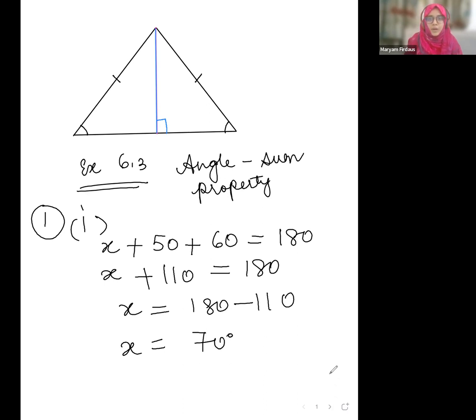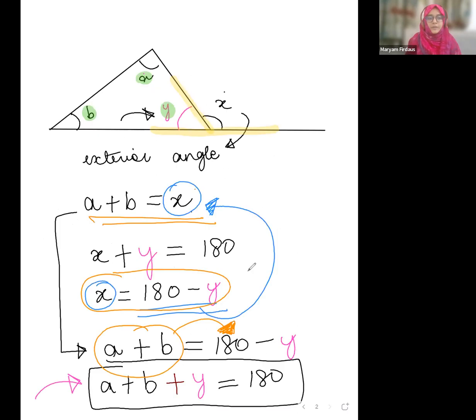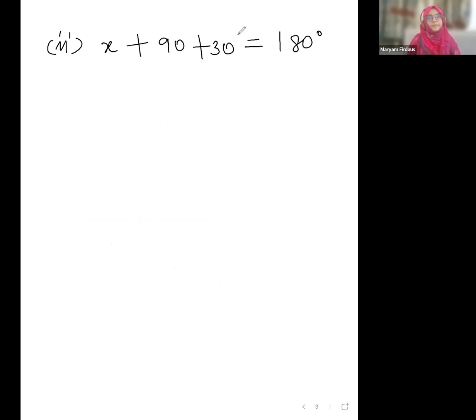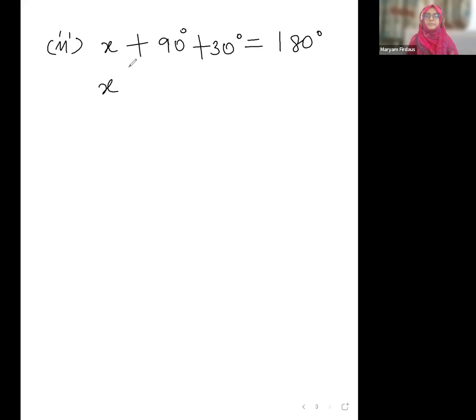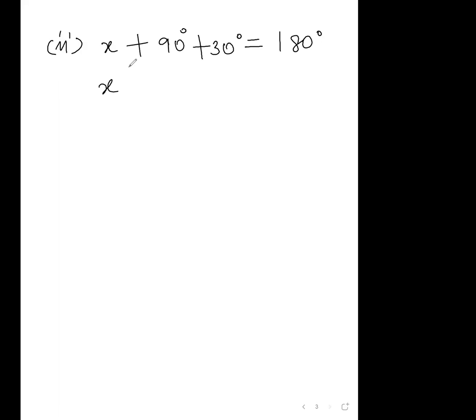Fine. Let's just do the second part of this question as well, and then we can move on to the next question. X plus 90 plus 30 gives 180. Very good. And then we will write X plus 120 gives 180. Very good. Then X will be 180 minus 120. It will be X is equal to 60 degrees. Very good.